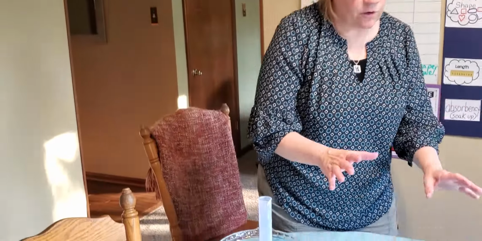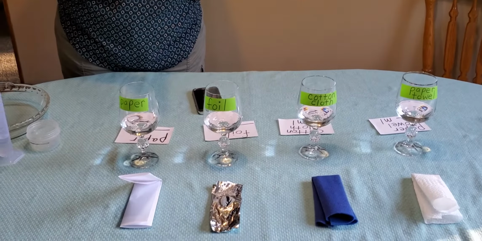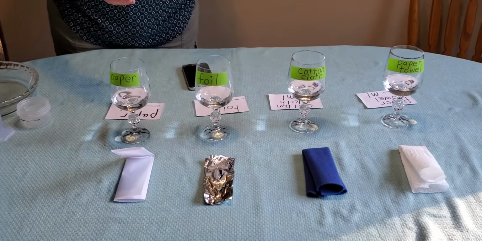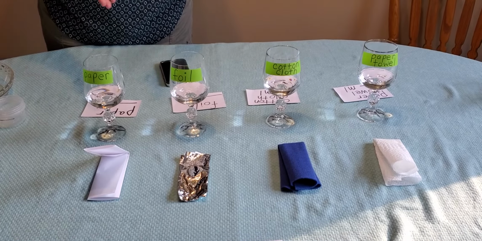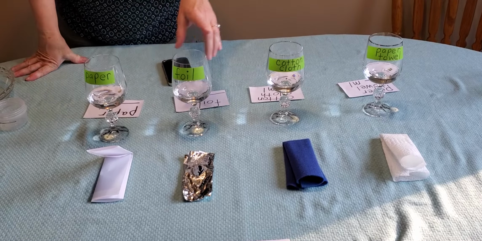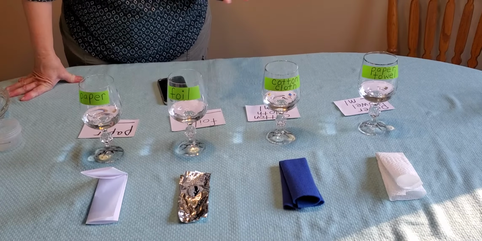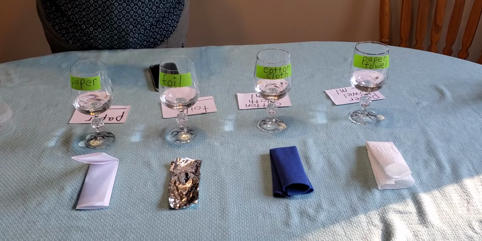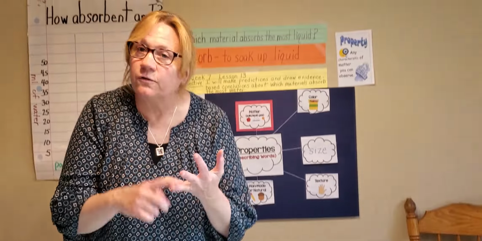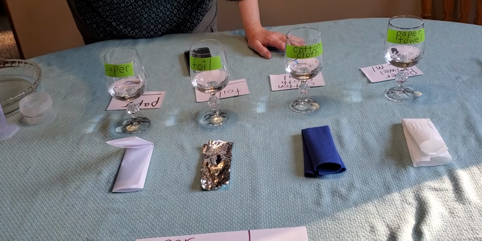Okay, so before we get started, I want to explain to you that in order to have a fair test, we're going to investigate, but everything has to be fair, meaning everything has to be the same except one thing. So we have the same amount of liquid. We have 50 milliliters of liquid in the same kind of glass. We are going to time each material for 30 seconds. We're going to put the material in the water and let it absorb for 30 seconds.